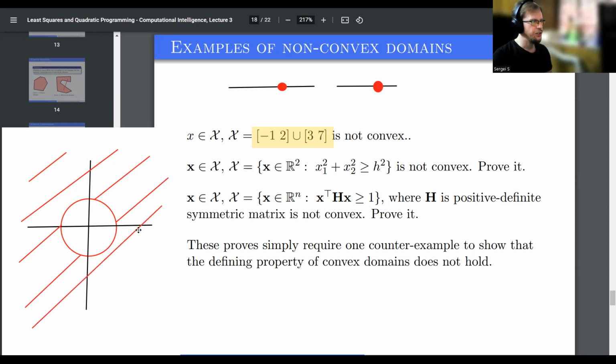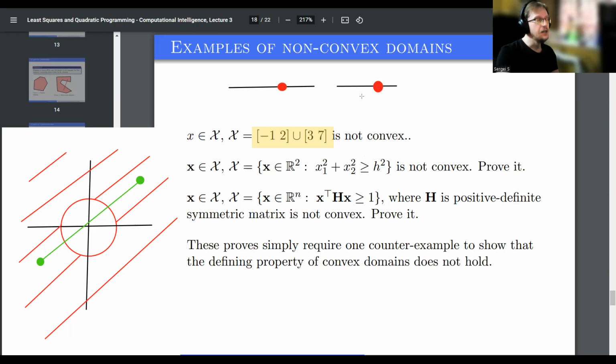Why? Because you can easily pick 2 points. Let's say this point here, this point here. The line connecting those 2 points would contain something that is inside this circle with a radius h, and this already makes it non-convex. So this is how you can prove that it is non-convex. Actually, when you prove non-convexity, all you need to do is show that there is at least one point that is a linear combination of 2 points in the domain, which is not in the domain. That's all. You just need to show one point.